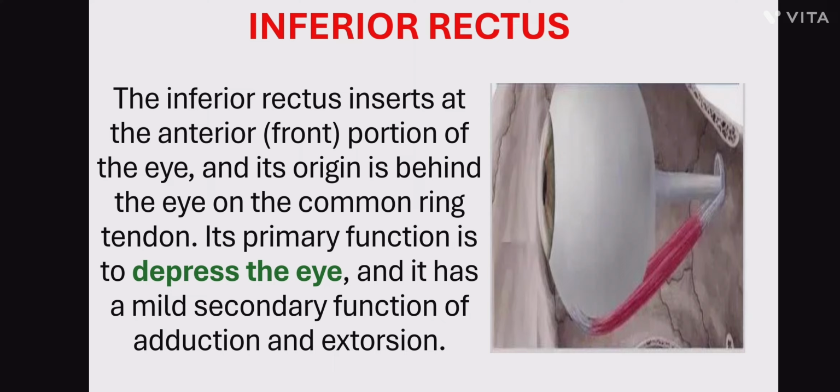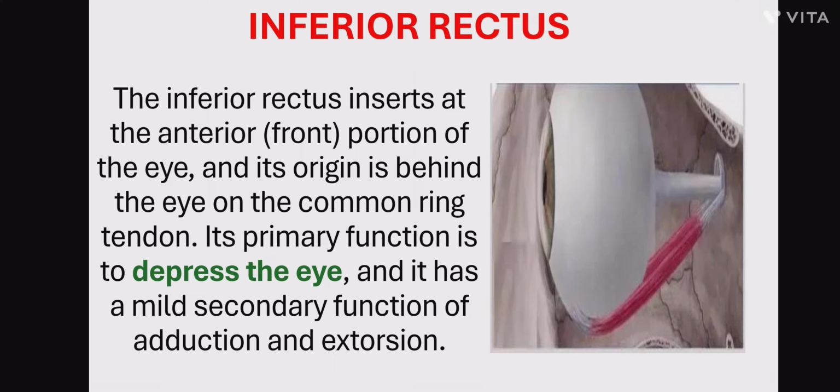The second muscle is inferior rectus. The inferior rectus inserts at the anterior portion of the eye and its origin is behind the eye on the common ring tendon. Its primary function is to depress the eye and it has mild secondary function of adduction and extorsion.